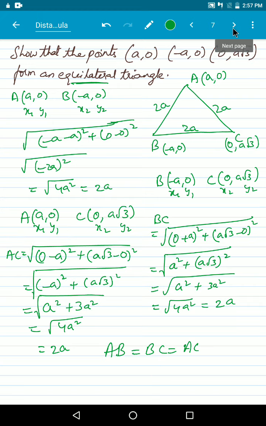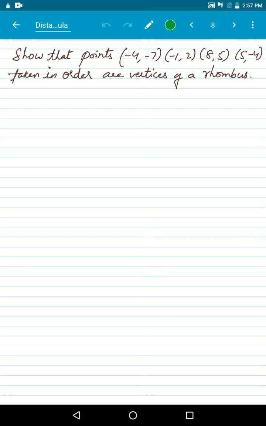Okay, now let us solve this problem. Show that points -4, -7; -1, 2; 8, 5; 5, -4 taken in order are vertices of a rhombus. Now what is a rhombus? First let us learn that. See, this is a rhombus, right? All the sides are equal.